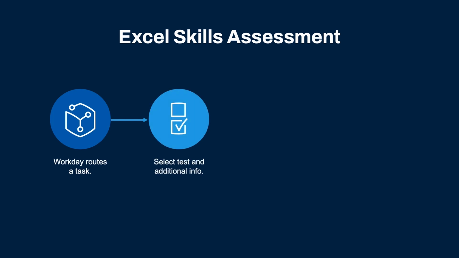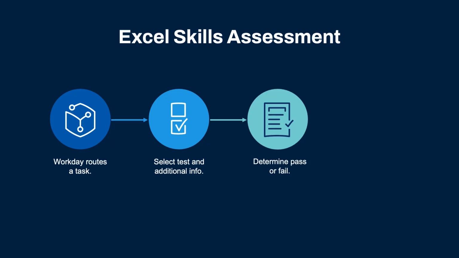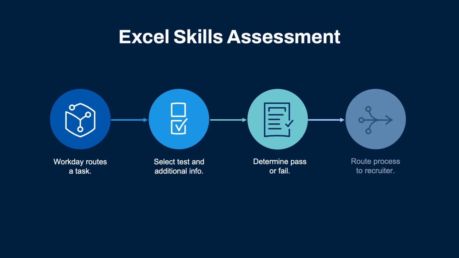Amelia then has an opportunity to select the test, the results of the test date, and add any additional comments. Once the candidate completes the assessment, Amelia can determine and document if the person passed or failed the Excel exam. After submitting the documentation, Workday routes the process to the recruiter, Carmen, to decide to move forward or decline.